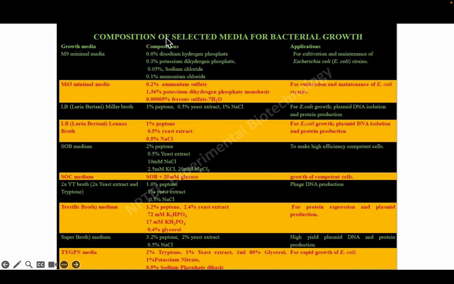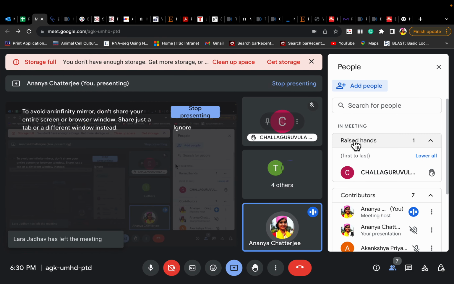So this is some composition of selected media for bacterial growth. M9 minimal media. What is the composition? 0.6% disodium hydrogen phosphate, 0.3% potassium hydrogen phosphate, 0.05% sodium chloride and 0.1% ammonium chloride. Application: cultivation and maintenance of E. coli strains.